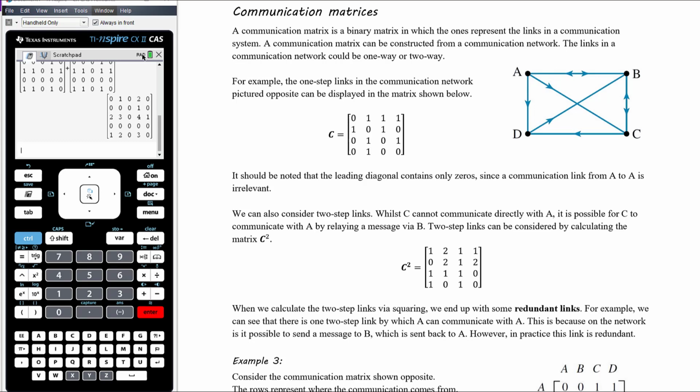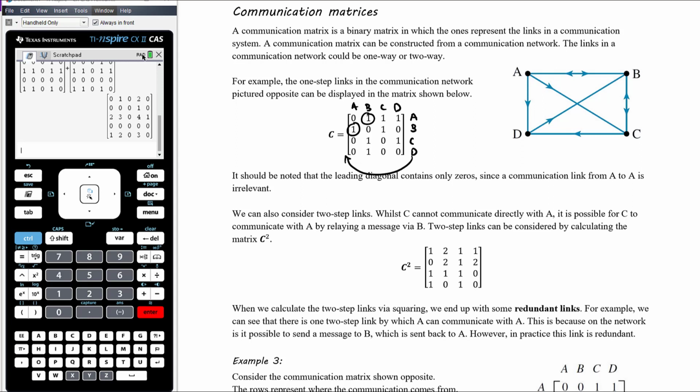So for example, here we have a communication network, and we're seeing we've got two-way communication between A and B. So again, thinking about the matrix, it should really be labelled from A, B, C and D and to A, B, C and D. I would label them on this side, it's just a bit cramped. So from A to B, there's definitely communication, so that's this one here, but also from B to A, there's communication, so that's this one here.